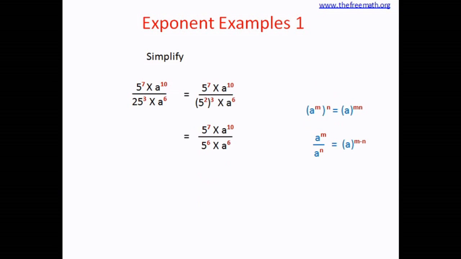So what we get is 5 to the power of 7 minus 6 multiplied by a to the power of 10 minus 6, which equals 5 multiplied by a to the power of 4. And when you have a number and a variable, you do not need to write the sign of multiplication. So you can simply say 5a to the power of 4. So the answer is 5a to the power of 4.